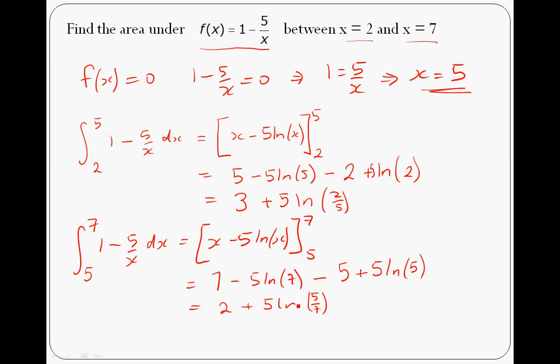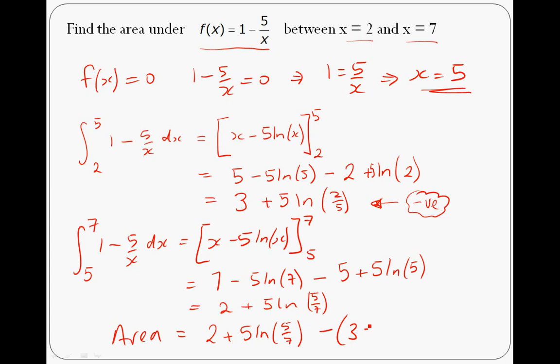Now, these both appear to be positive, but of course the log of a fraction, the log of something less than 1, is going to be negative. And in fact, if you work it out, this one here actually gives you a negative answer. So the area is 2 plus 5 log 5 over 7 minus 3 plus 5 log 2 over 5. And you can work that out to however many decimal places you want.